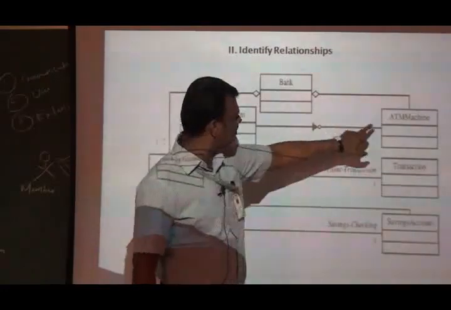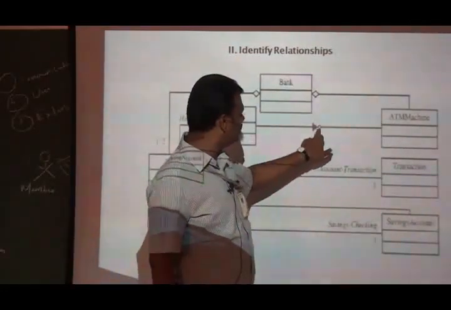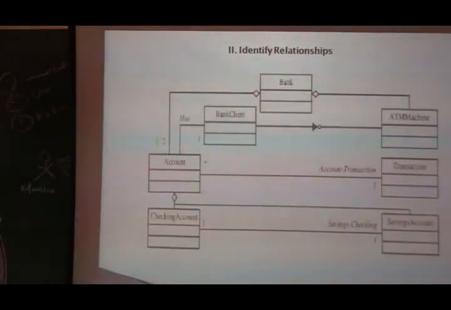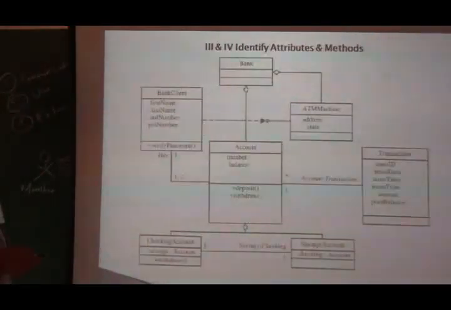A class that requires the operation that is connected to the circle by the dashed arrow. Okay, these are the different types of relationships in the ATM system. The next one, we are going to identify the attributes and methods. How do we identify the attributes and methods?